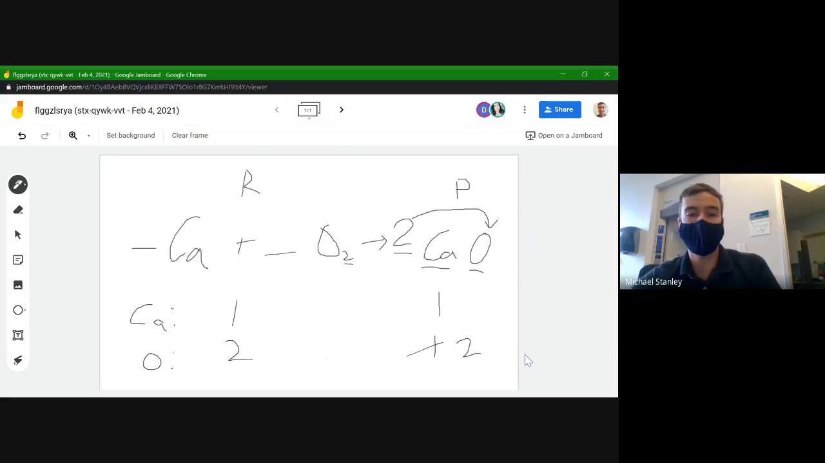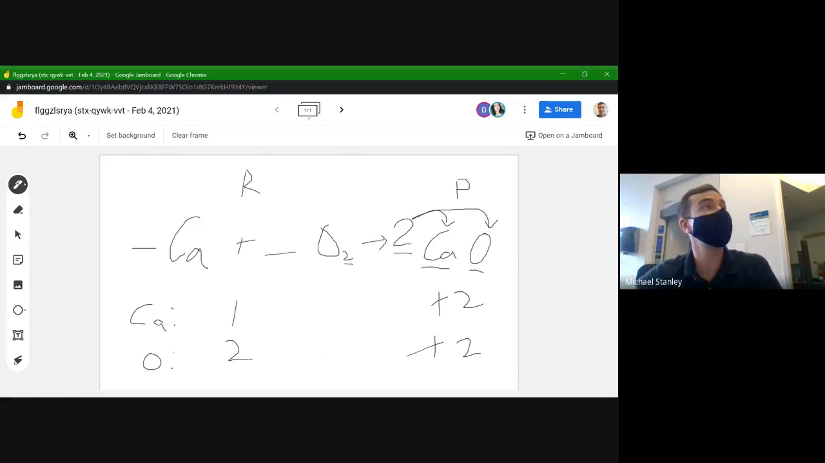So yay, that's good. We have balanced our oxygens, hooray. But we don't just have 2 oxygens. We also have 2 calciums because the 2 goes to both of these equally. So while we have 2 oxygens, and that's good, we now also have 2 calciums, and that's not good. So our equation is still unbalanced.